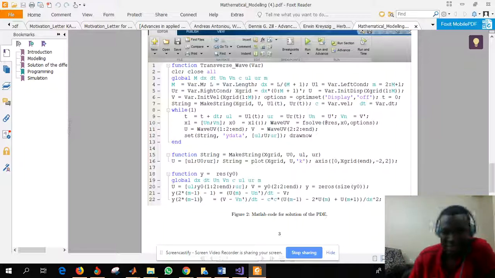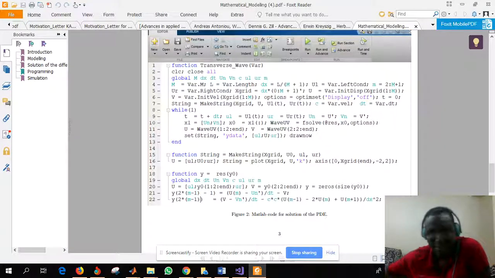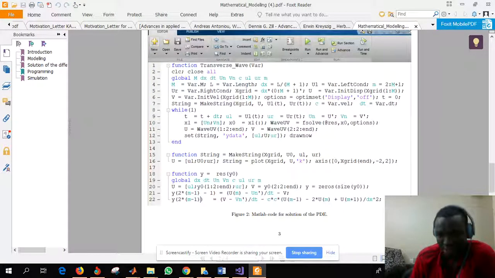That is after creating the x grid, that is my x location. So I have the u values, which is the initial displacement that's been calculated. I supply that with the left boundary condition at t equal to 0, the right boundary condition at t equal to 0. Then the function make string creates the string.